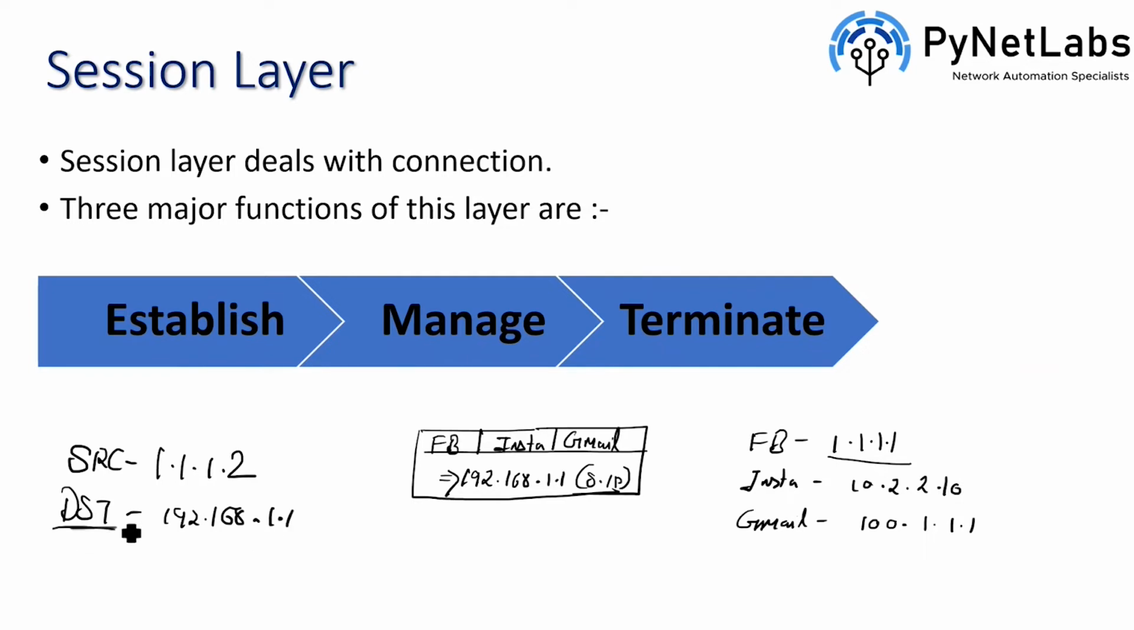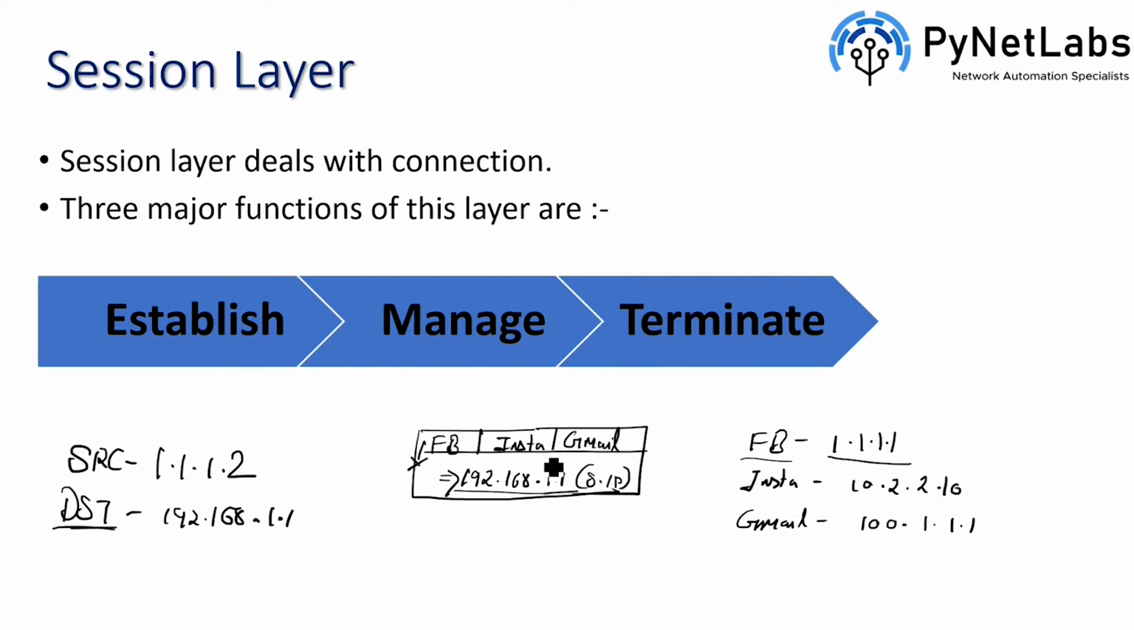192.168.1.1, because this is the destination which Facebook is replying to. And when you were sending, the destination was Facebook and the source was you, which is your client IP. So this session layer basically maintains the separate application data which is different from each other. It also manages three functions: establish, manage, and terminate.